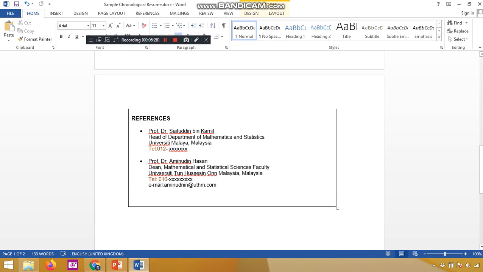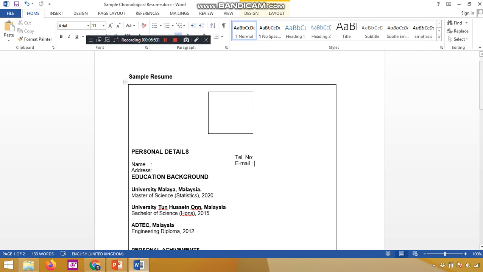And then last but not least, your references. Of course, if you have working experience, your reference would normally be your former boss, or former manager, or former supervisor. But as fresh graduates, your references would normally be your lecturers, your supervisor, or your PA. Those would be your references. Okay, so this is a simple traditional resume. Alright.